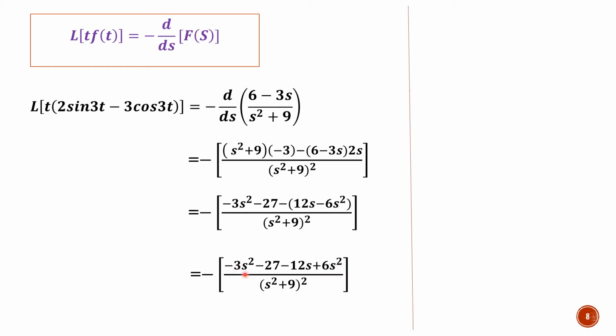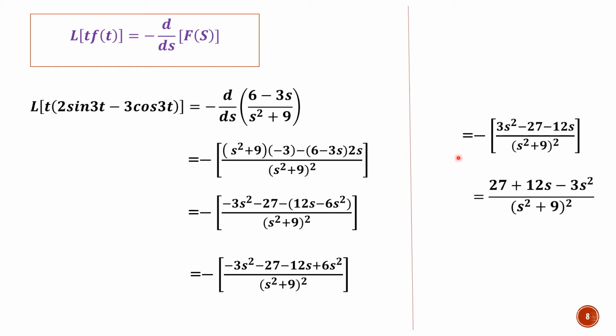So now we have minus 3s square plus 6s square. That will become 3s square minus 12s. So I can write 6s square minus 3s square is 3s square, minus 27 minus 12s, upon s square plus 9 the whole square. Again you have a minus sign outside the bracket, that can be taken inside. So we will get 27 plus 12s minus 3s square upon s square plus 9 the whole square.